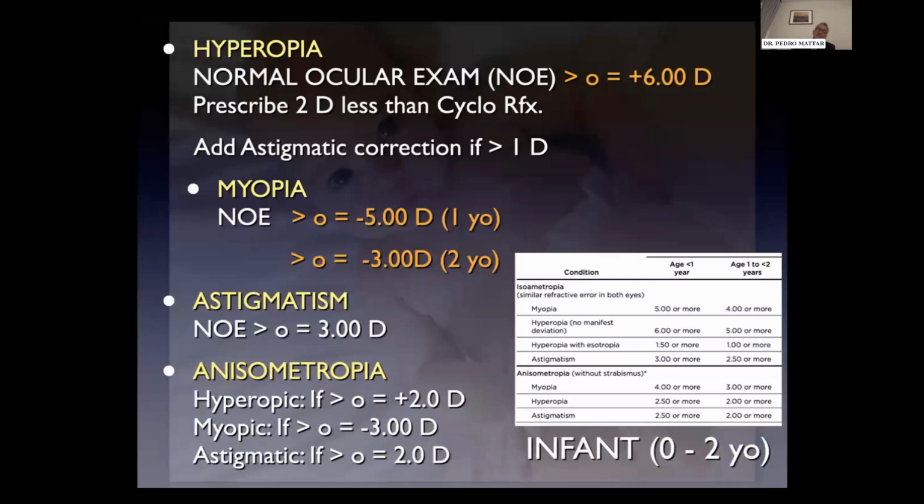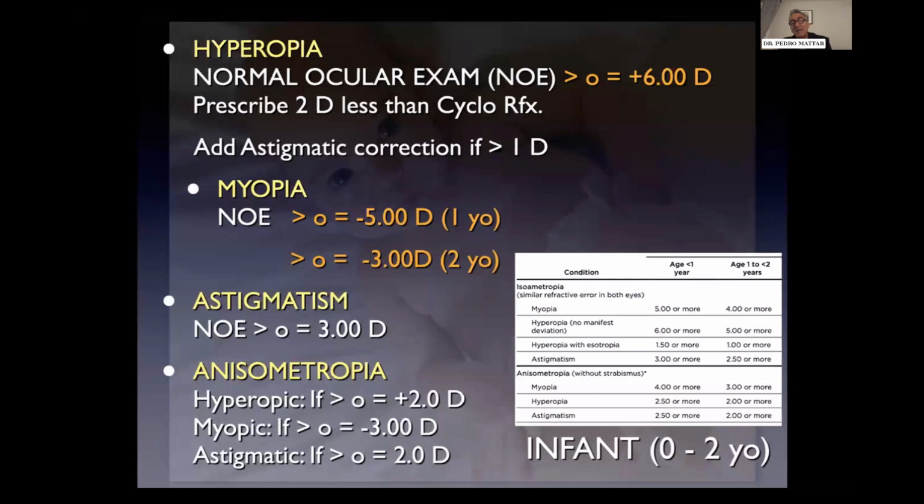So in those patients that are infants, how do we prescribe for these children? If we have a completely normal ocular examination and the patient has less than 6 diopters of hyperopia, normally we don't do anything, okay? And in those that have more than 6, normally we prescribe 2 diopters less than the full cyclorefraction. And we add the astigmatic correction in cases where the patient has more than 1 diopter.